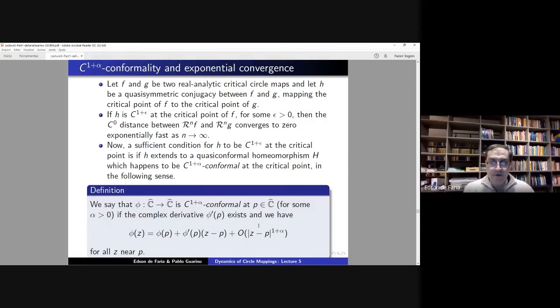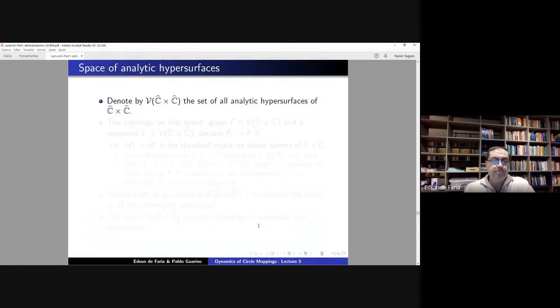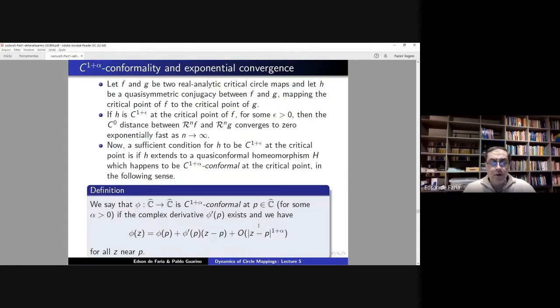And C1 plus alpha conformality implies C1 plus epsilon conformality for some epsilon that depends on alpha. That's an exercise. So the goal is to achieve this C1 plus alpha conformality. So how are we going to do this?